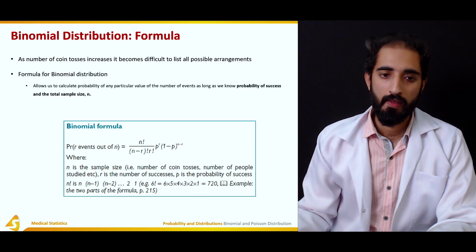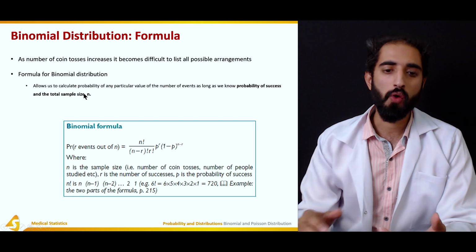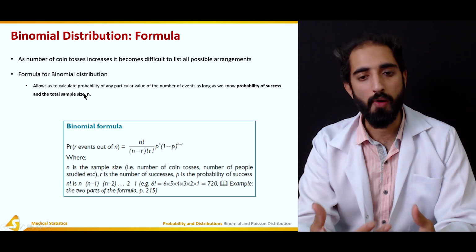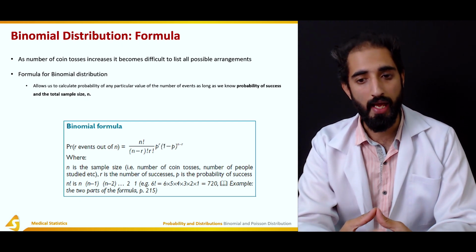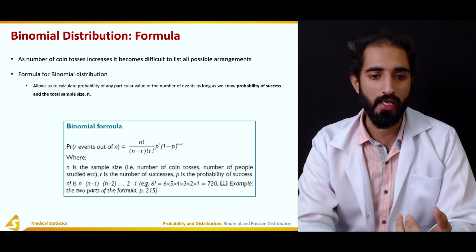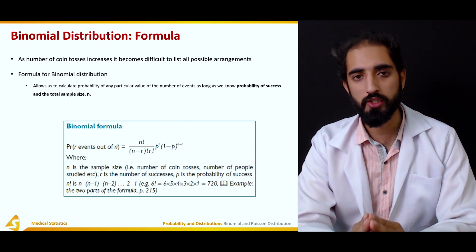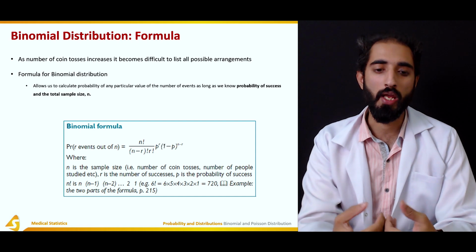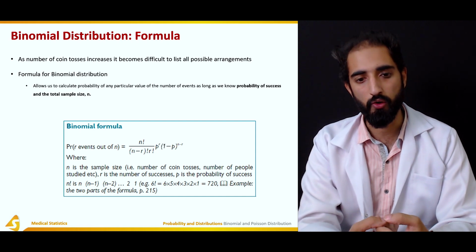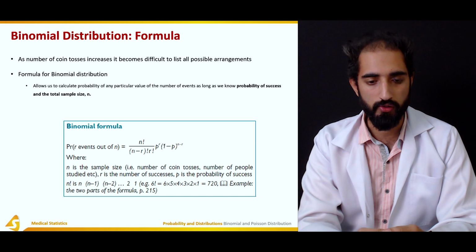The formula for binomial distribution allows us to calculate the probability of any particular value of the number of events, as long as we know the probability of success and the total sample size. So these two are the prerequisites to be able to calculate the probability using the binomial formula and binomial distribution.